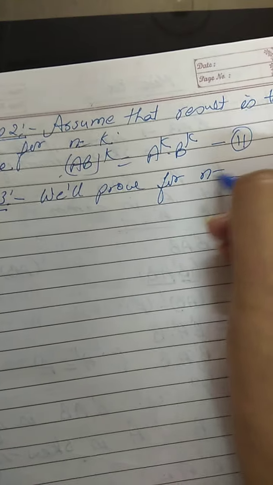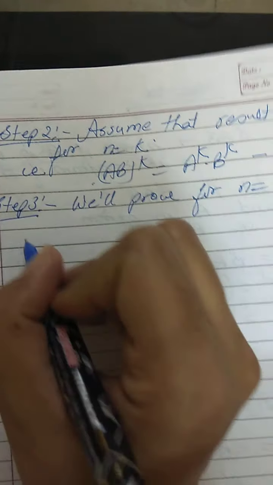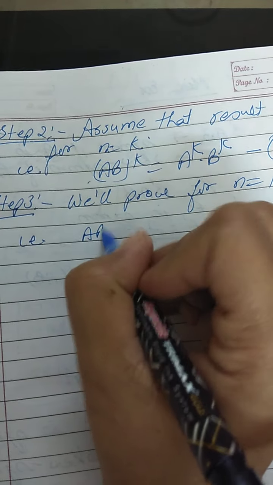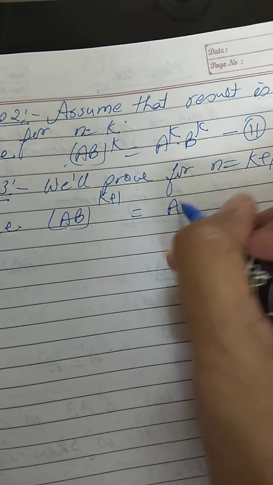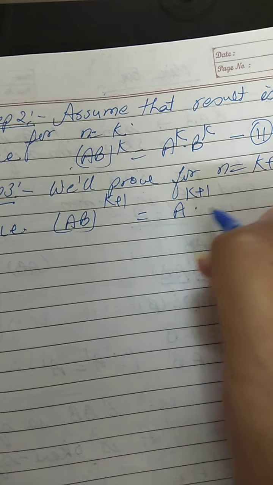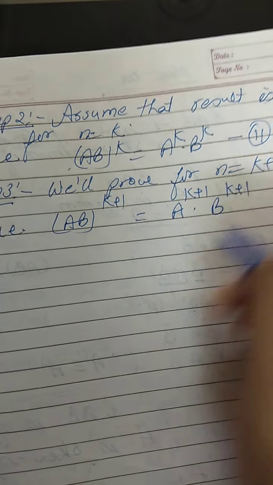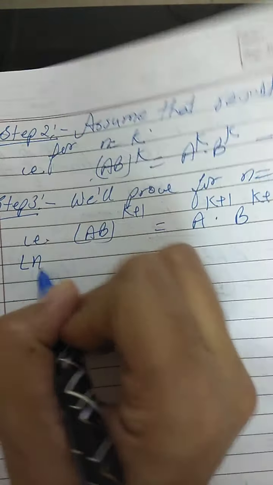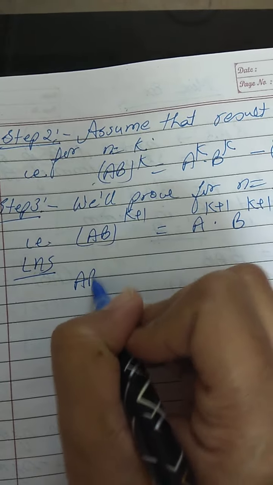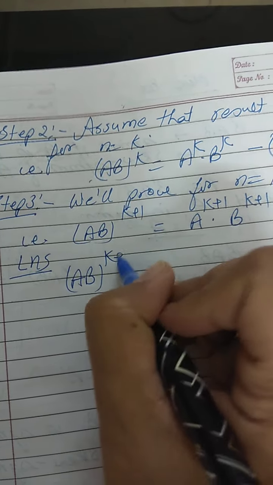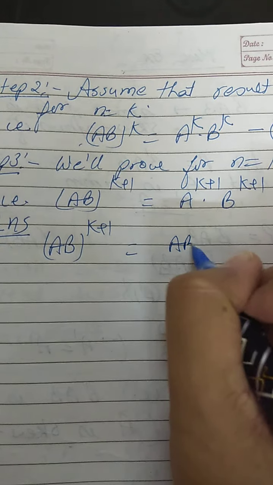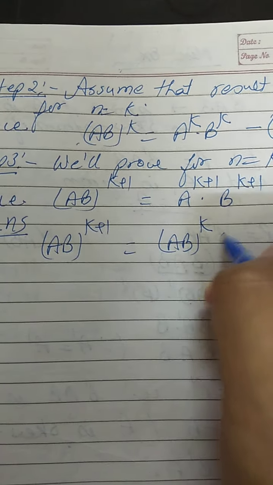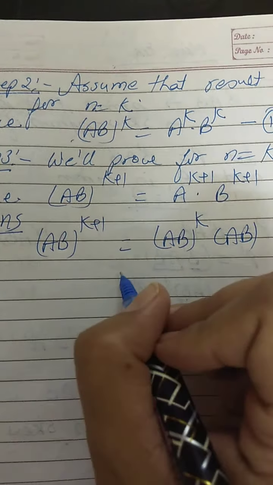And now we will do step 3, that we will prove for n equals to k plus 1. What does it mean? It means (ab)^(k+1), we will prove that it is equal to a raised to power k plus 1 into b raised to power k plus 1, right? So once again we will start with the left hand side. It will be (ab) raised to power k plus 1. By the law of exponents, it can be written as (ab)^k into ab.